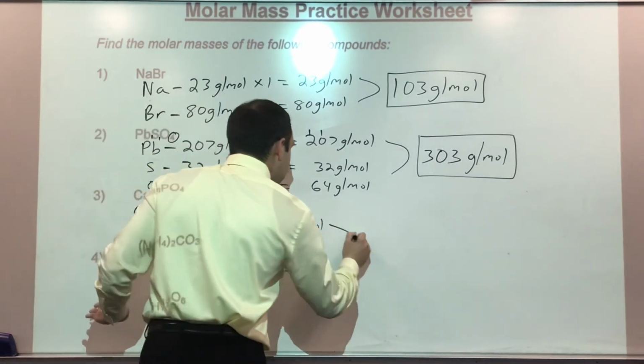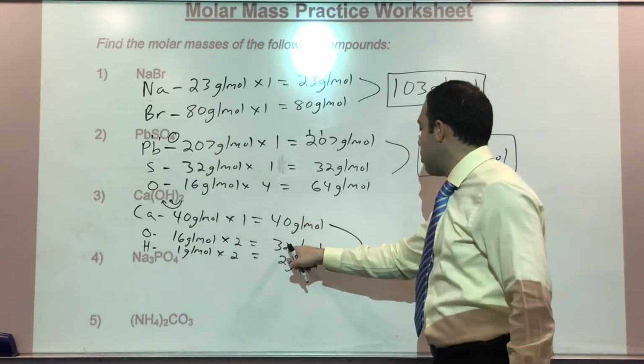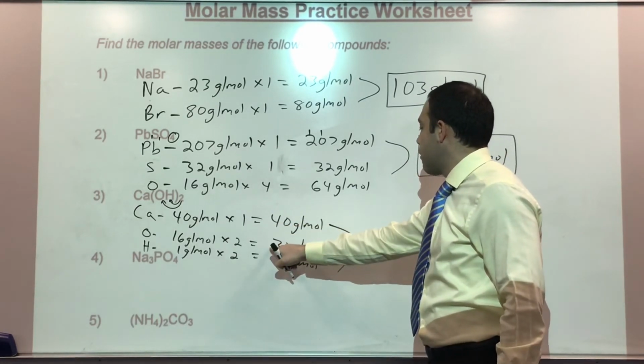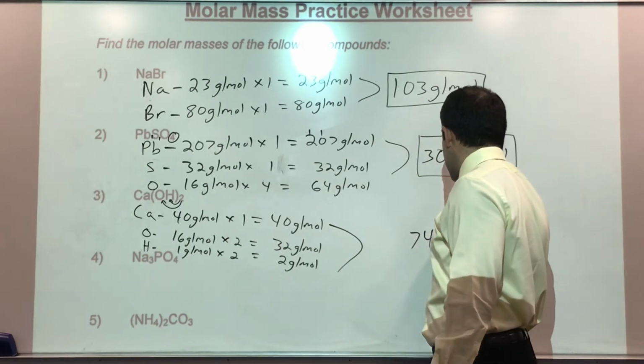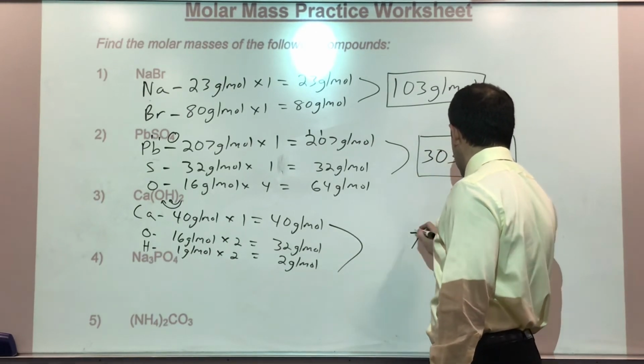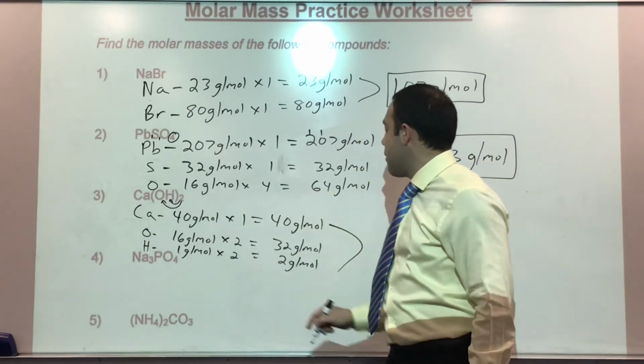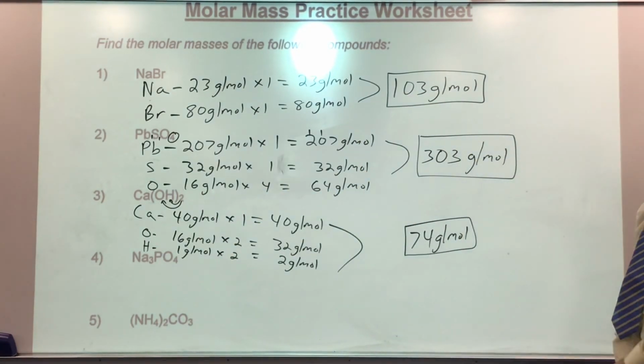Add them up. 0 plus 2 plus 2 is 4. 4 plus 3 is 7. 74 grams per mole is the GFM of calcium hydroxide, CaOH2.